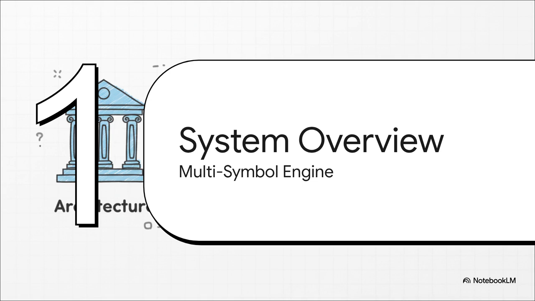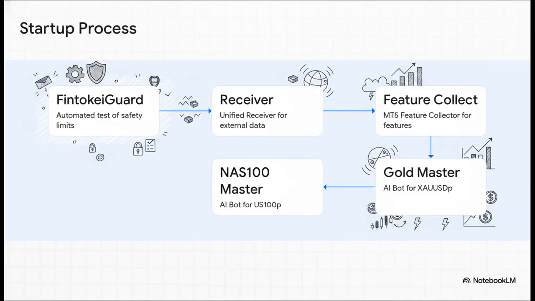Section 1. System Overview. The Multi-Symbol Engine. To really understand this system, you got to look at how it wakes up. It goes through a strict 5-stage startup process. And notice what happens right out of the gate, the FintokeiGuard test. Before a single piece of market data is even processed, before any AI model is loaded into memory, the system actively verifies its risk limits, its CSV configurations, and all its safety guards.